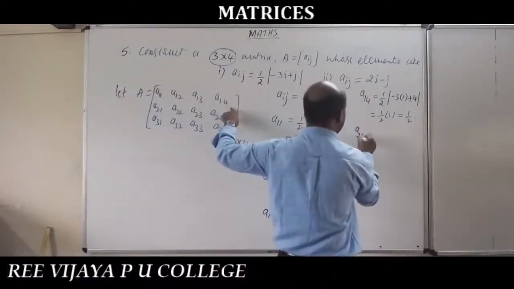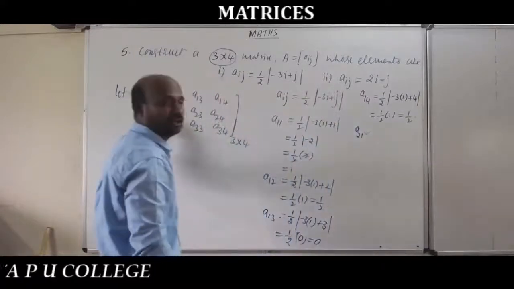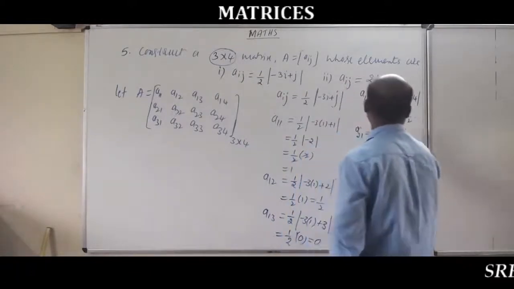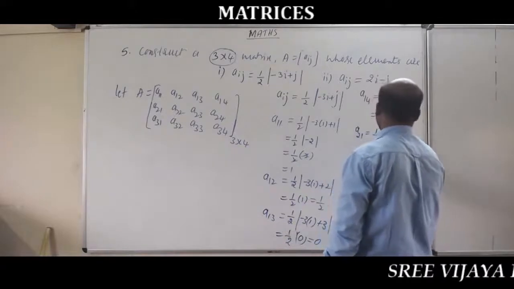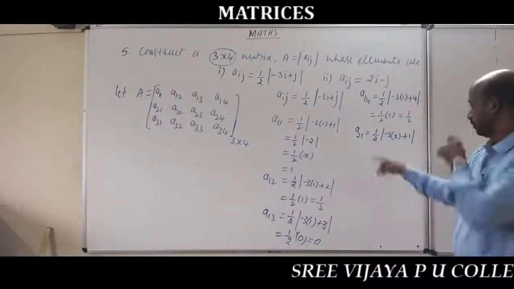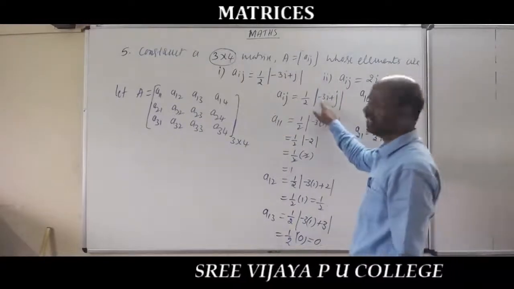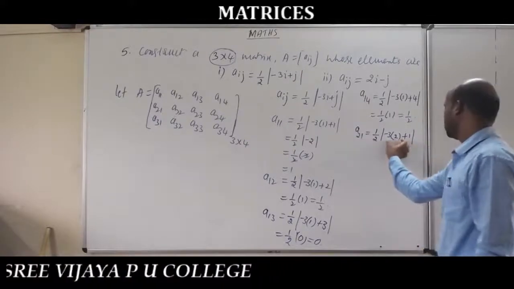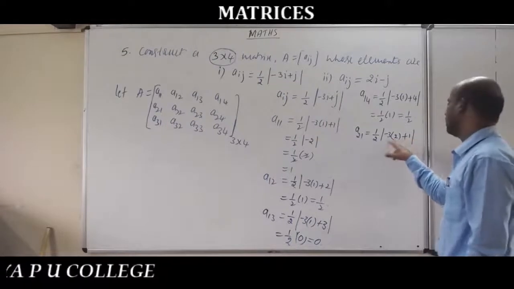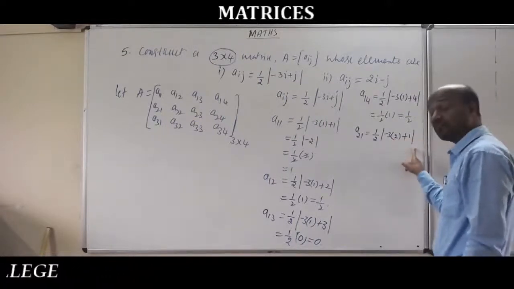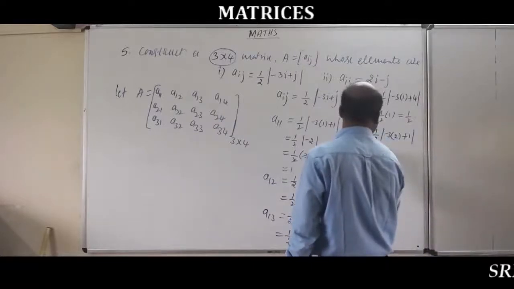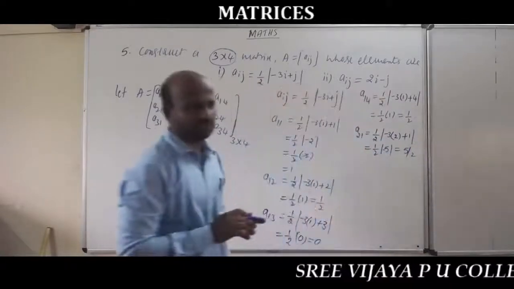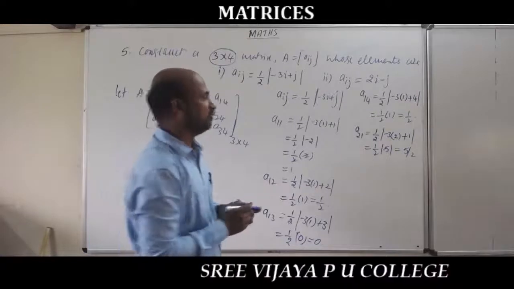Next, second row, first element. That is equal to 1 by 2 modulus of minus 3 into the value of i, which is 2, plus the value of j, which is 1. Inside the modulus sign, it is minus 6 plus 1, which is minus 5. Modulus of minus 5 is plus 5. So 5 into 1 by 2 is 5 by 2.